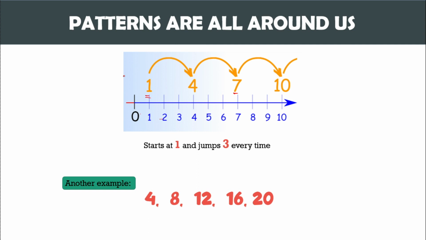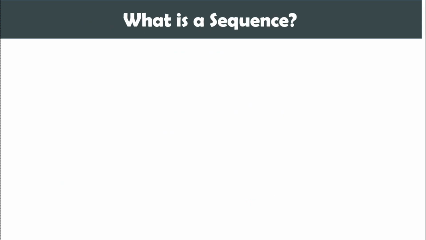And as we analyze these two examples, the two examples are in increasing order, right? So we add a certain number to each of these numbers. In this example, we add 3 every time. And for this other example, we add 4 every time. Okay, so let's proceed to what is a sequence.